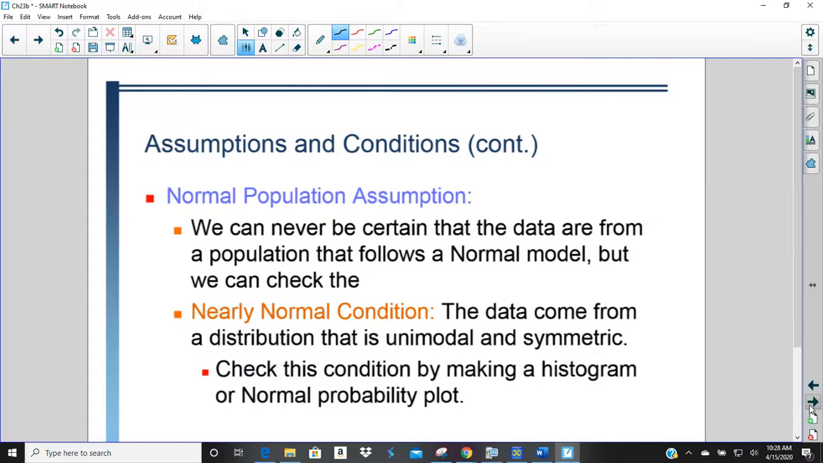So what we're going to do is create a histogram. Sometimes they give us the data and the histogram is already there. That makes it very easy for us to say, oh, it's unimodal and symmetric. Oh, it's unimodal but skewed slightly to the right. Or, oh, it's heavily skewed, and that's what we're going to talk about.